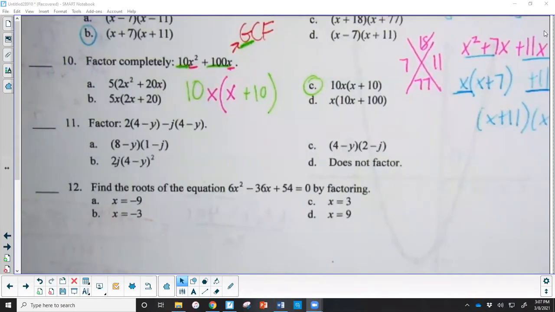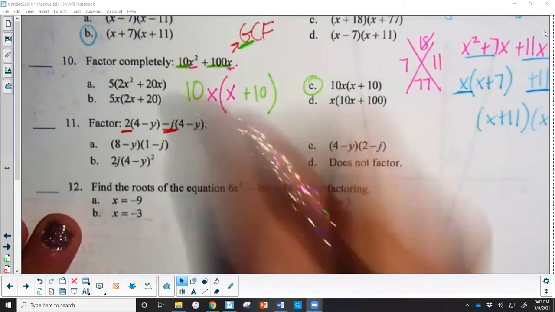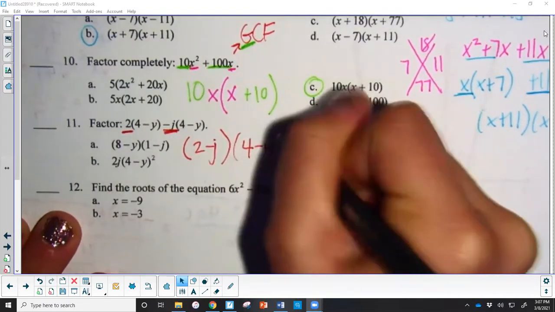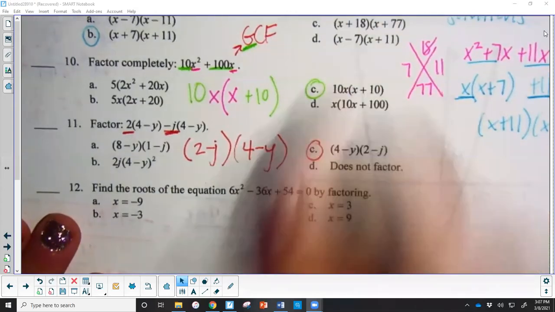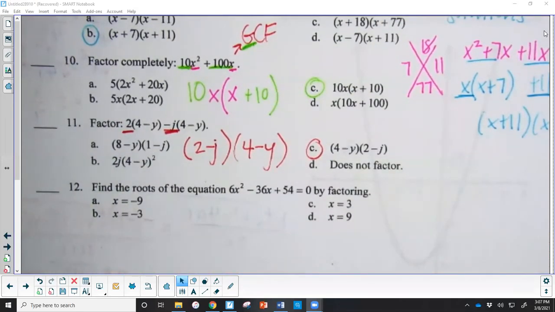Number 11 is a step in factor by grouping. You just take these two outside terms and they become one: 2 minus j, 4 minus y should be our answer. Because these are already the same group, that means it's a step in factor by grouping. Don't miss this one just because it looks different. It's just one of those certain steps in factor by grouping.